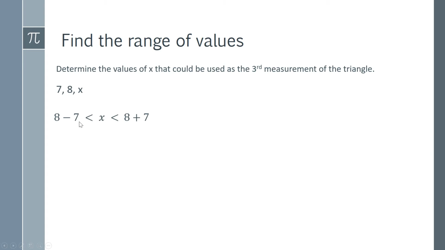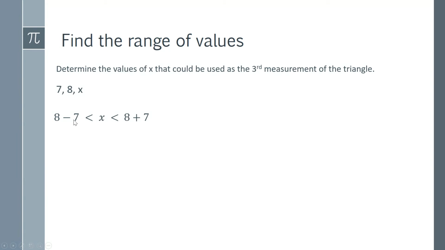And on the left side of the compound inequality, we're going to subtract the biggest value minus the smallest value, because we can't have negative values here. So we're not even going to go there with 7 minus 8. So it would be the biggest minus the smallest. On the other side, we're going to add the two values together. It doesn't matter which one goes first.